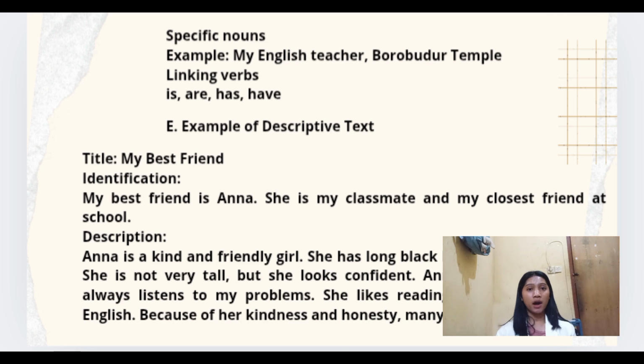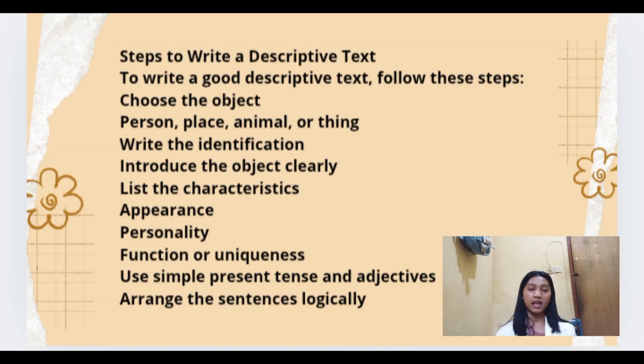And then it's about how to write descriptive text. To write a good descriptive text, follow these steps. The first is choose the object, such as person, place, animal, or thing. Second, write the identification, introduce the object clearly. And the third is list the characteristics.